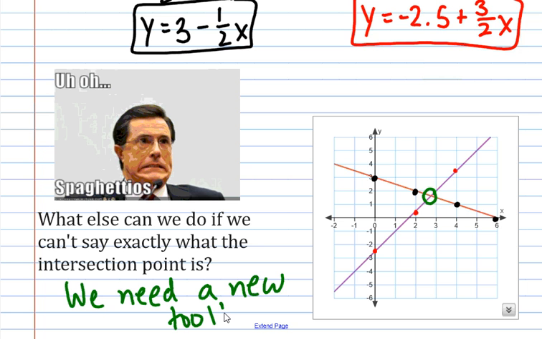Graphing is only good if my lines are going to cross at whole integer values like 2.0 and 4.0 or something like that. So as long as I have integer values, but otherwise graphing's not great. So we need a new tool.